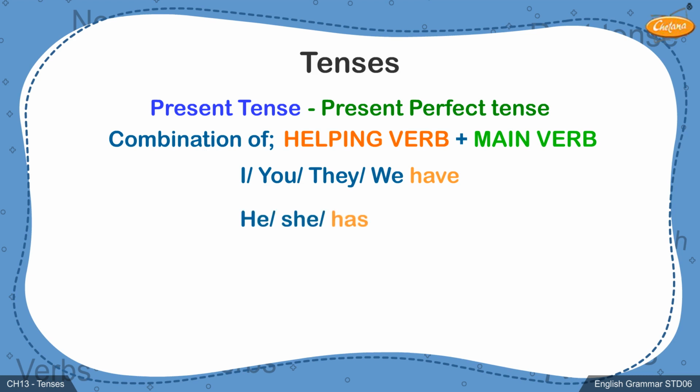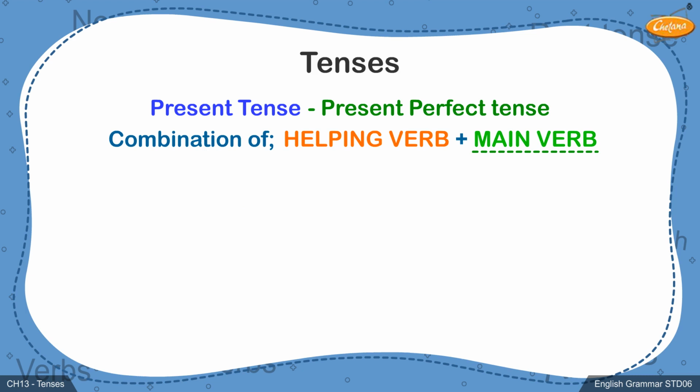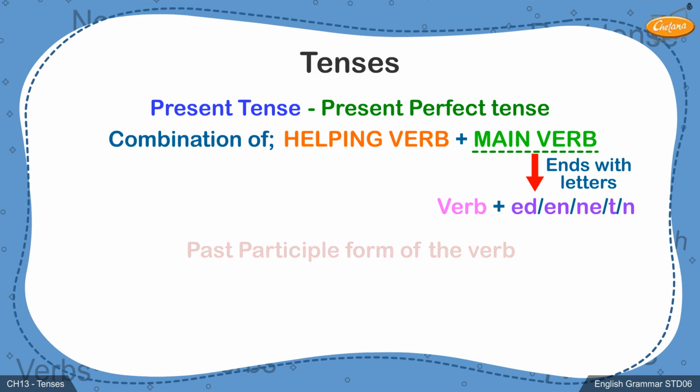He or she has. The main verb in case of perfect tenses always ends with the letters ed or en or ne or t or n. This is called the past participle form of the verb. The past participle of the verb write is written. You will notice that it ends in en.